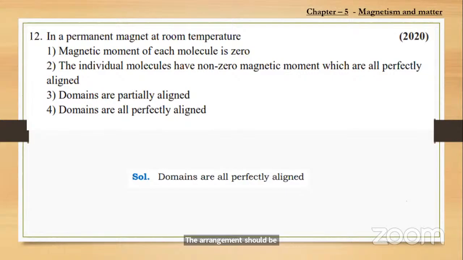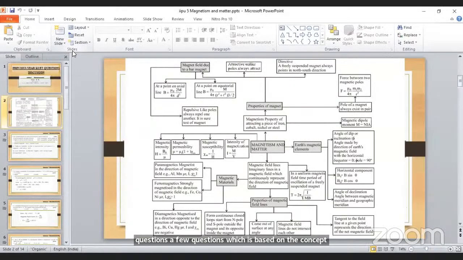So these are a few questions based on the concept of magnetism and matter. Let us discuss many more questions later, no problem. I'll discuss the questions asked in previous year papers, and also a few questions which I added, which could be expected questions in this year's exam also.